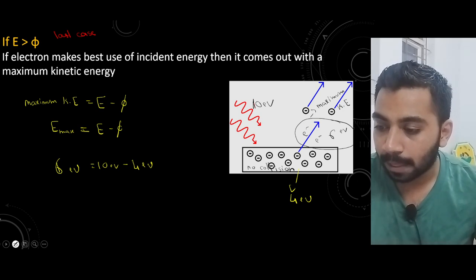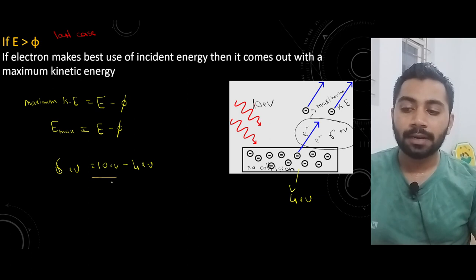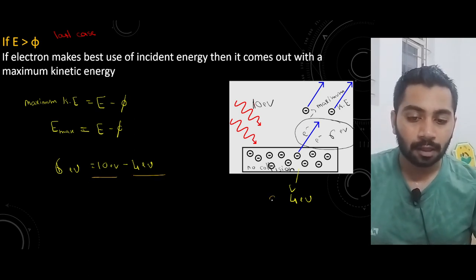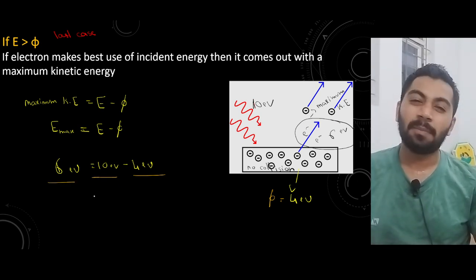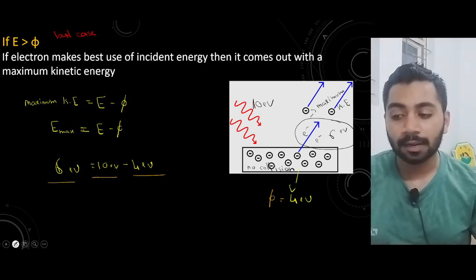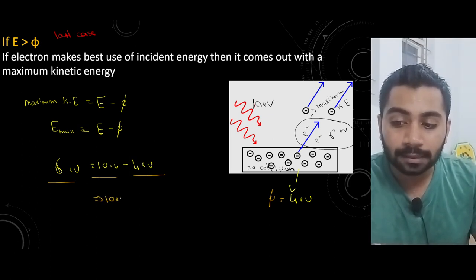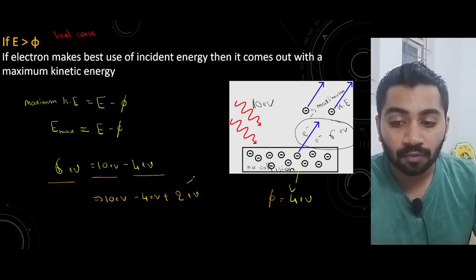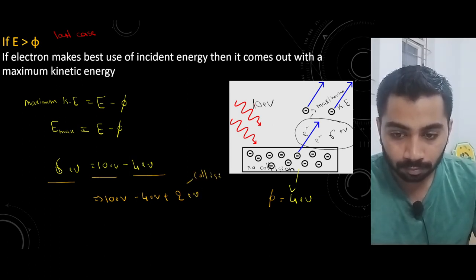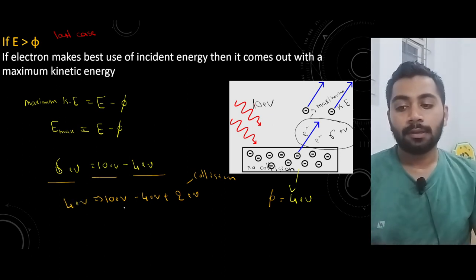That's all. See here itself. We applied 10 volts. Work function of this is 4. Now the remaining we got is 6. Very ideal case. Now the remaining two cases, how is it? We applied 10 volt and work function is 3 volt plus 2 volt for collision, and we get here 4 volt.